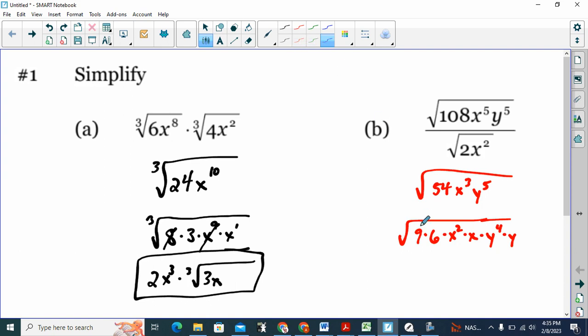Final answer then, 3. 2 divided by 2 is 1, so x. 4 divided by 2 is 2, y squared, times the square root of the ones that did not come out even, 6xy.